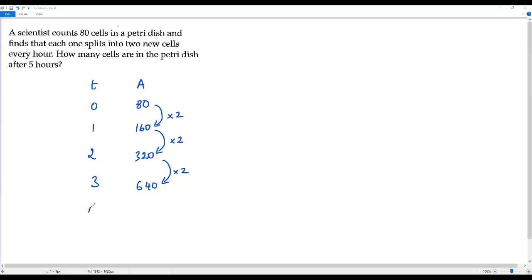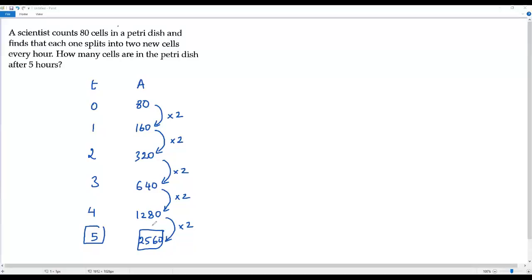Now when t is equal to 4, 2 times this 640 will become 1280. When t is equal to 5, we have to multiply this 1280 by 2. So we'll be getting 2560. We have to find the number of cells in the petri dish after 5 hours. So after 5 hours, there are 2560 cells in the petri dish. Okay, so we have done this problem manually.